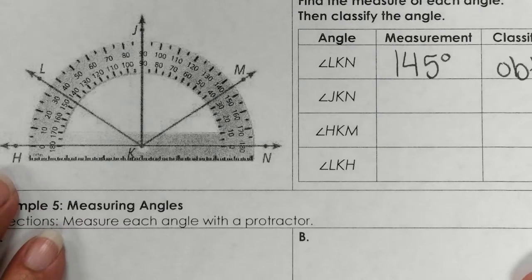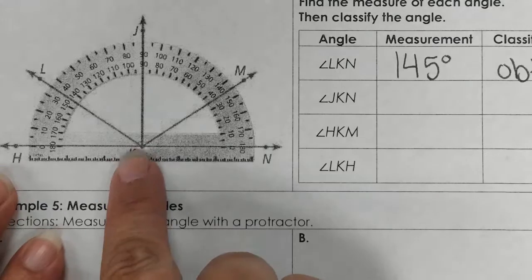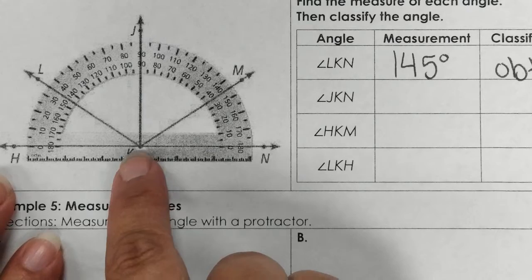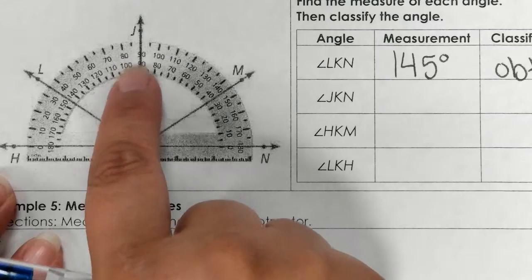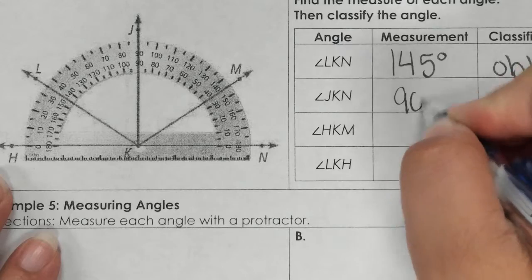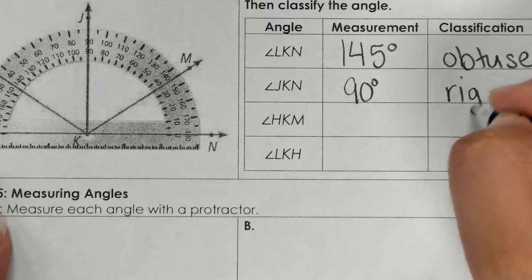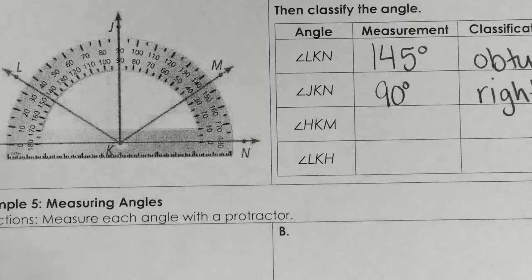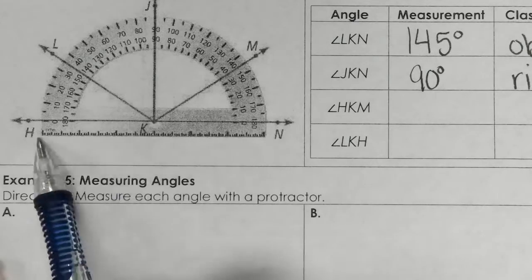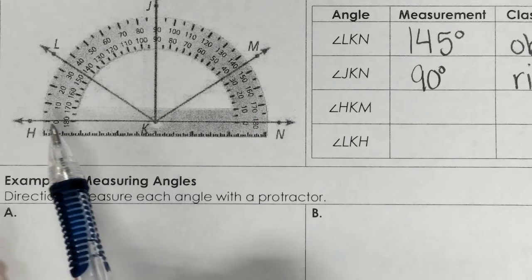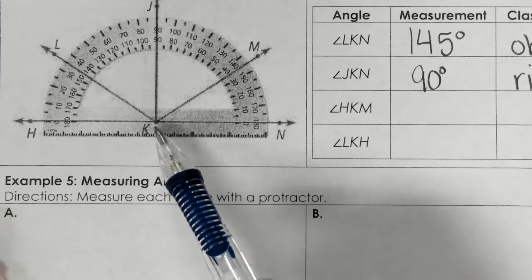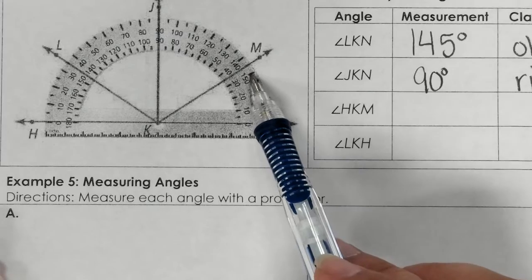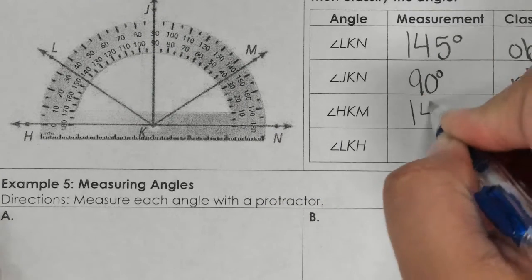For angle JKN, here we have that flat line, the flat ray, and it goes straight up to 90. So that is a right angle. For angle HKM, we have bigger than 90, so we have to go with the bigger numbers, and that falls between 140 and 150. So that would be halfway, 145.